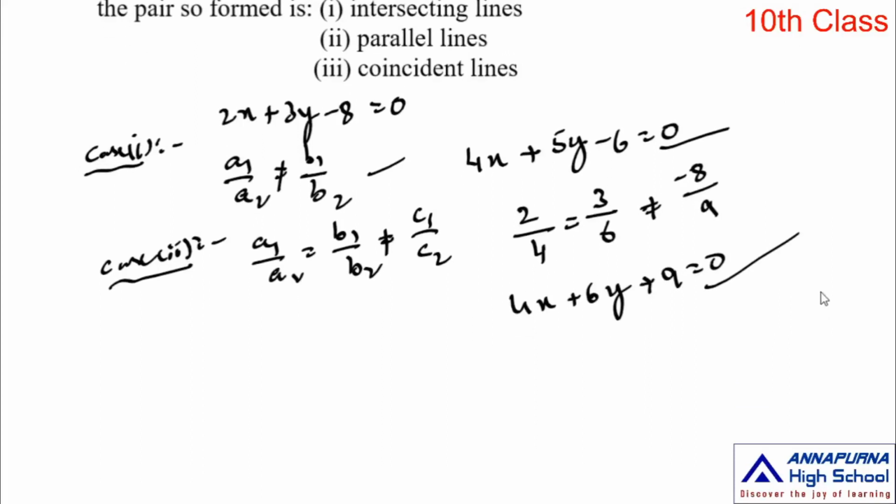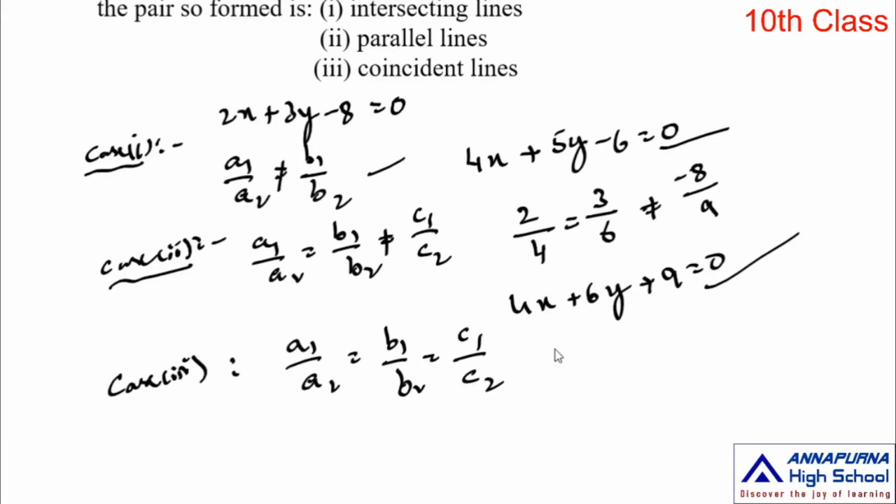And the third case is the graphical representation is coincident lines. What is the condition for coincident lines? That is A1 by A2 is equal to B1 by B2 is equal to C1 by C2.